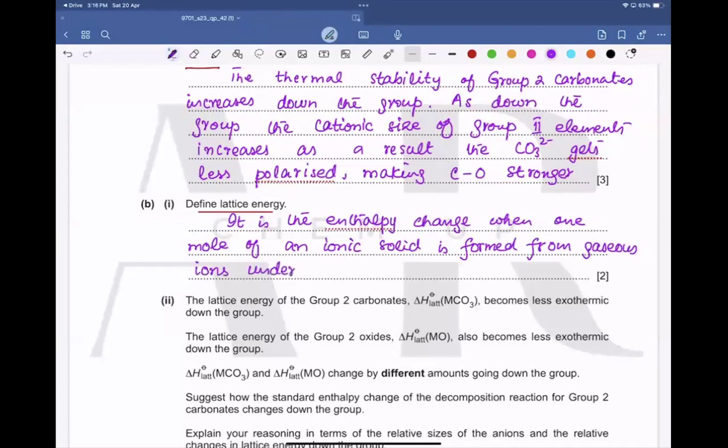Under standard conditions. So if the reactants are the gaseous ions, and those gaseous ions react to form 1 mole of an ionic solid, whatever the enthalpy change occurs during this formation of 1 mole of ionic solid from the gaseous ions under standard conditions is called lattice energy. Is this understandable to all of you? Okay.